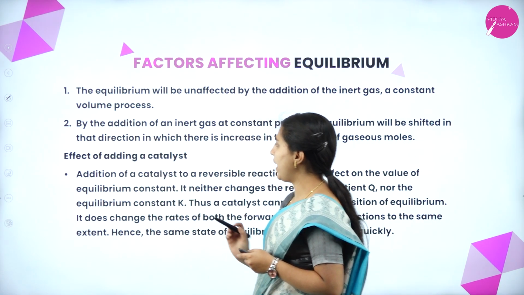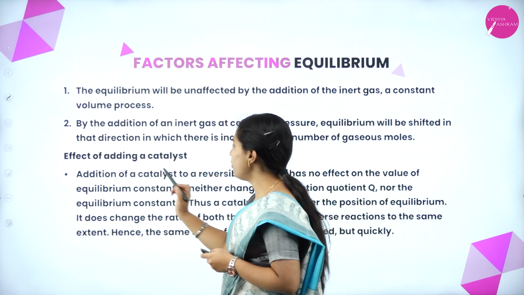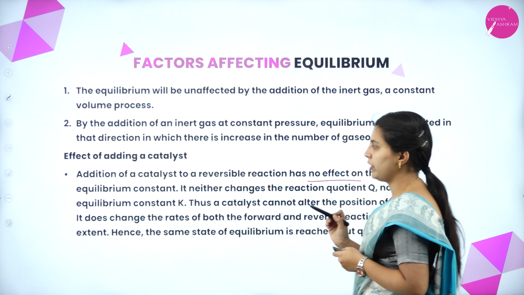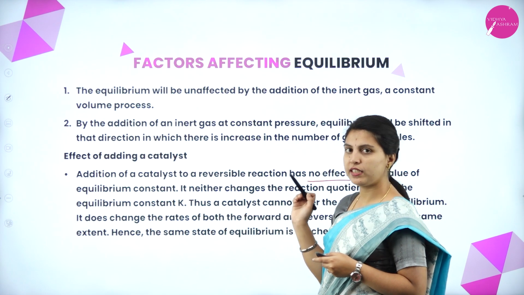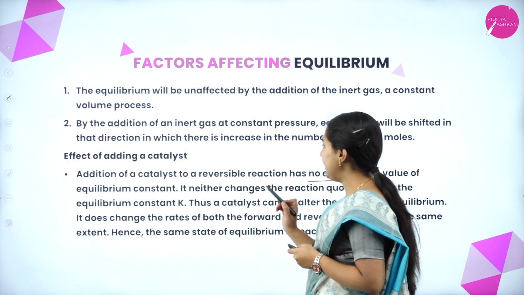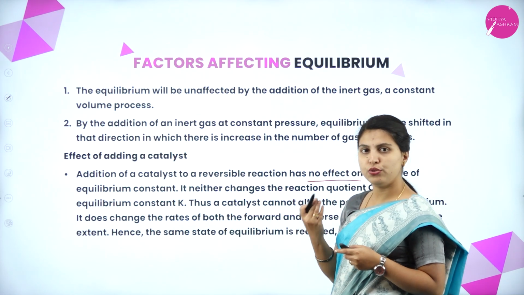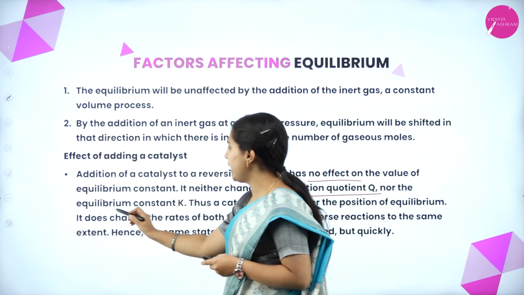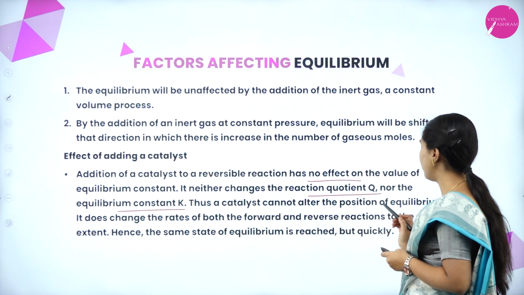Next, the effect of adding a catalyst. What will happen if we add a catalyst? Addition of a catalyst to a reversible reaction has no effect on the value of the equilibrium constant. It neither changes the reaction quotient nor the equilibrium constant. There are no changes at all, no change in the reaction quotient and none in the equilibrium constant. Thus, a catalyst cannot alter the position of equilibrium.